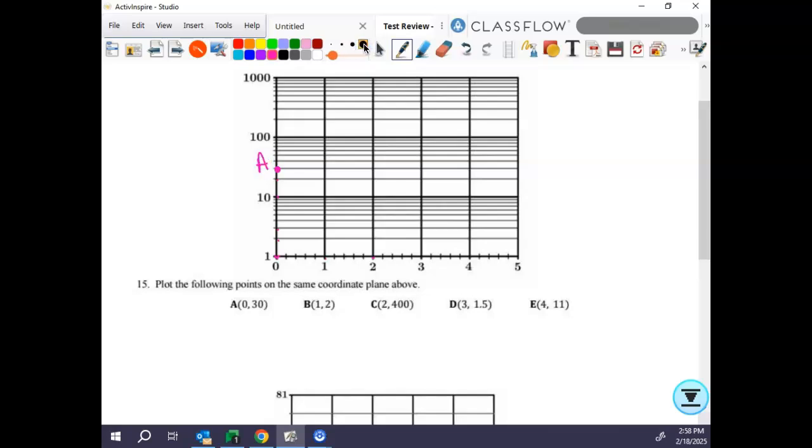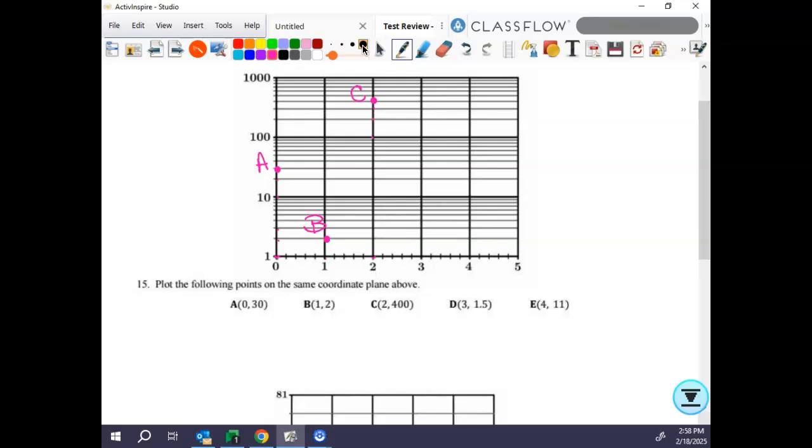B is at 1, 2. So my x value is 1. My y value starts at 1. This is 2. Pretend like I'm actually on there. Much easier on a piece of paper. C, 2, 400. So I'm here at 2. I'm going to go up to 100. This would be 200, 300. That would be 400 right there. So that is C.